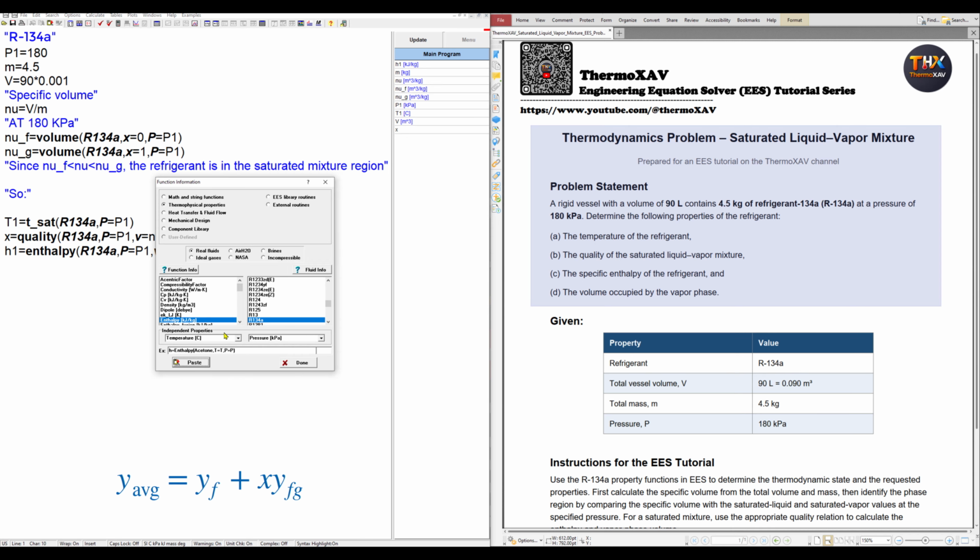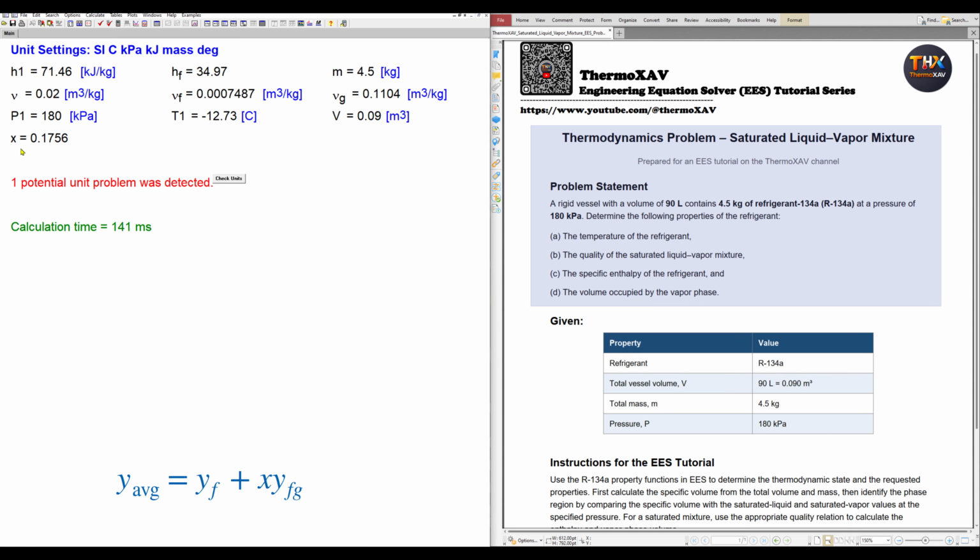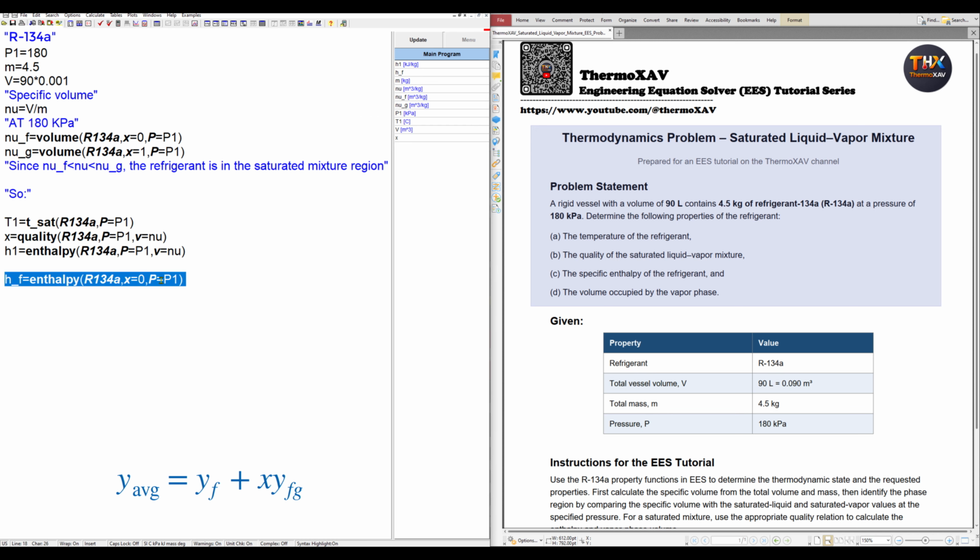So I will go again to the function information, select the enthalpy here, and call it H underscore F. I think it should be R134A, and then I can use this one for the fluid region. So I can call it X0, 1 and P1. Let me try one time if it will be solved or not. Yes, so HF is 34.97.